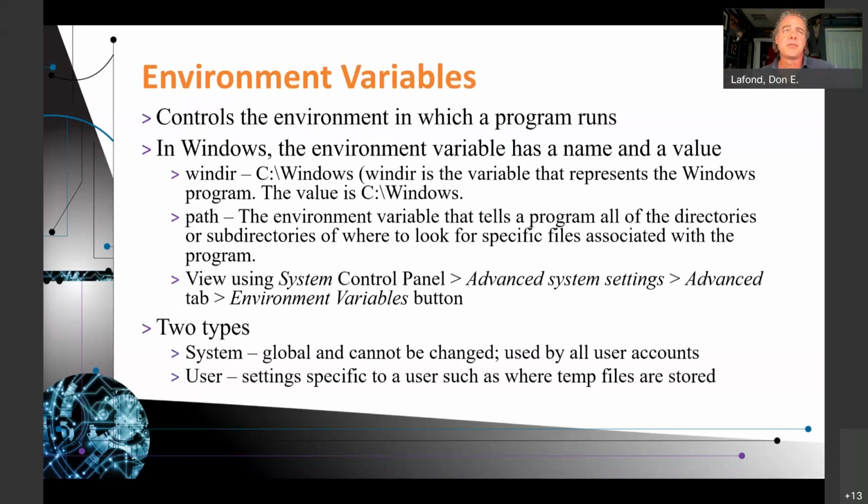Environment variables control the environment in which programs run. In Windows, the environment variable has a name and a value. WinDir, W-I-N-D-I-R, it's stored in C:/Windows. The WinDir is a variable that represents the Windows program. The value is C:/Windows. The path is the environment variable that tells the program all of the directories or subdirectories of where to look for specified files located within the program.